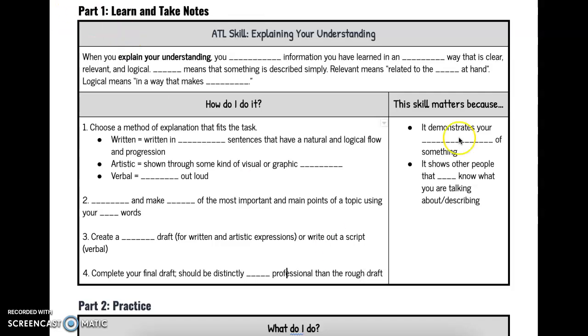So there's kind of two reasons that this skill even matters. It really demonstrates your understanding of something. And it also shows other people that you know what you are talking about and what you're describing. You are an expert in this area.